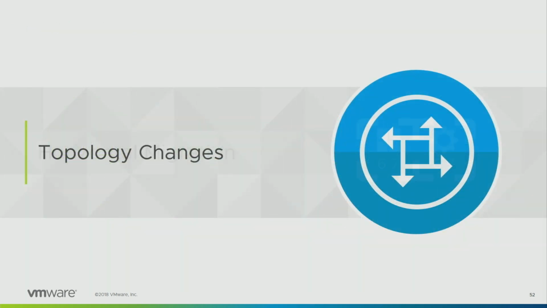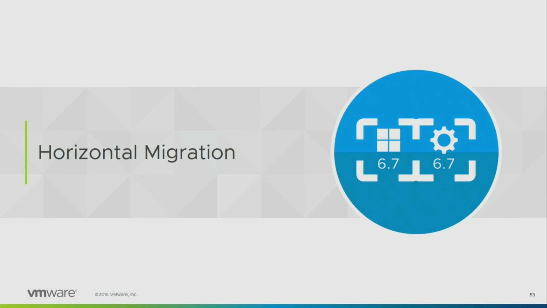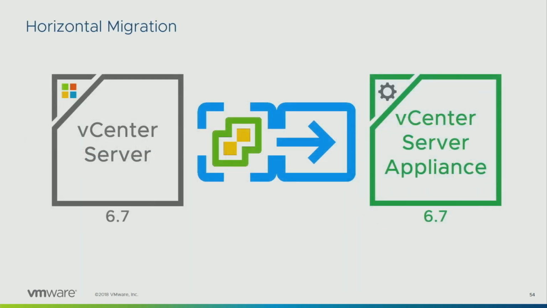Okay, so topology changes. The first one that we hear a lot about is horizontal migration. And just as a reminder of what that means, I have a Windows VC.